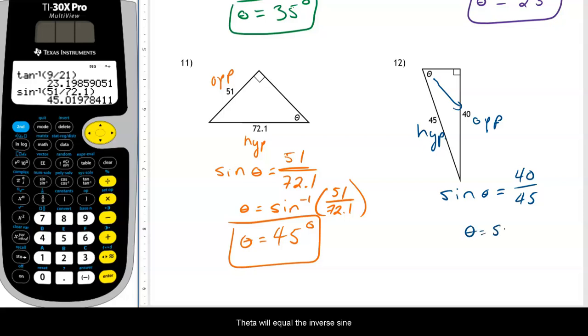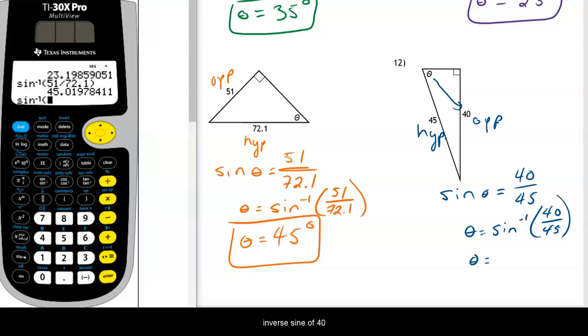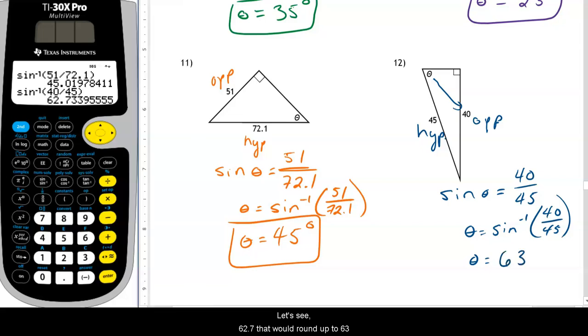Theta will equal the inverse sine of 40 over 45. Theta will then equal, typing that in my calculator, inverse sine of 40 divided by 45. Let's see, 62.7, so that would round up to 63 degrees for our angle.